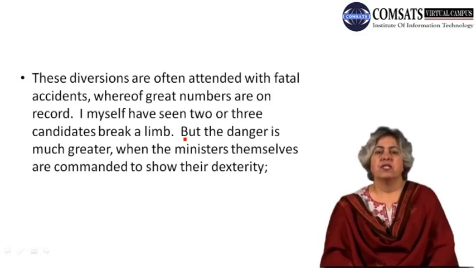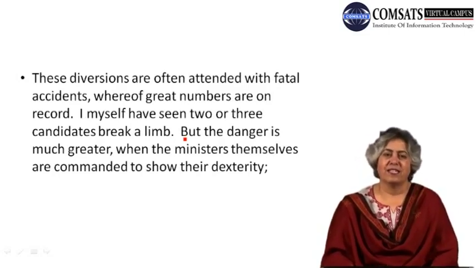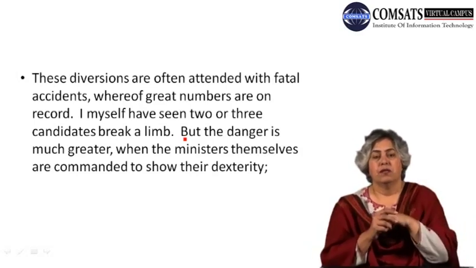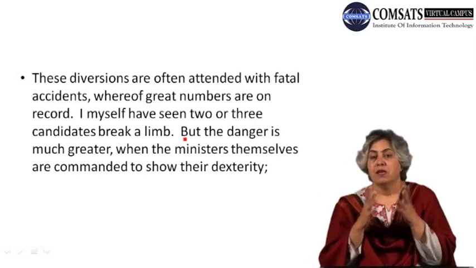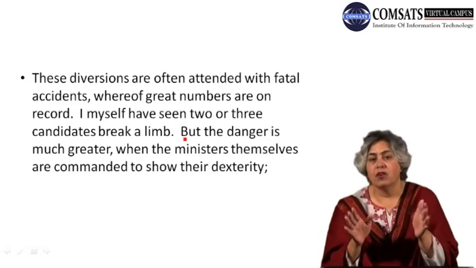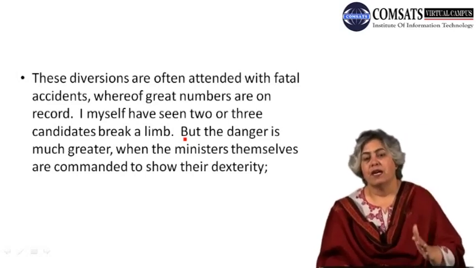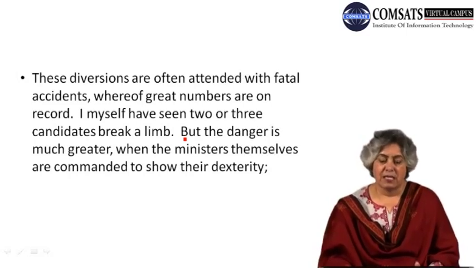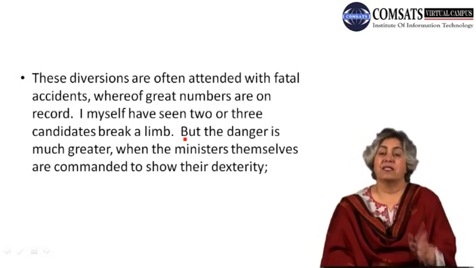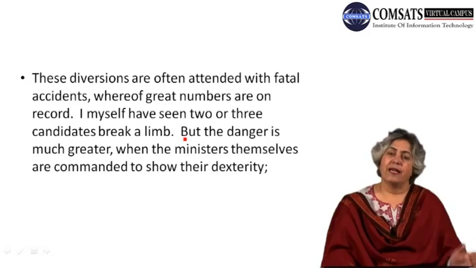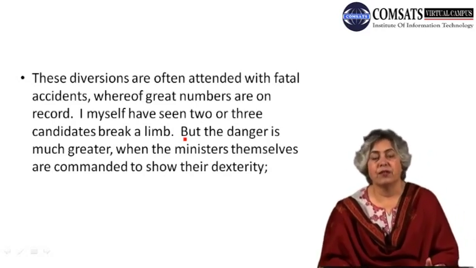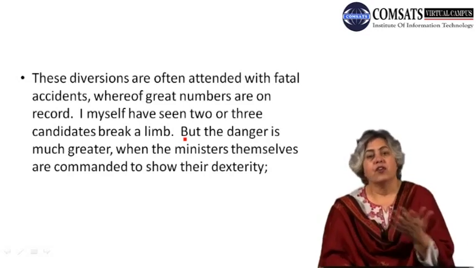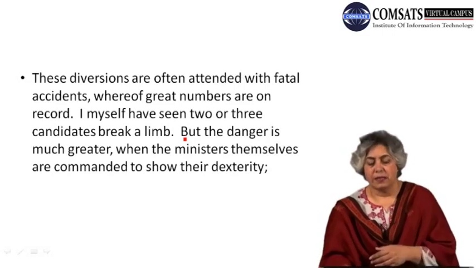All right. So these diversions, Swift says, are often attended with fatal accidents. Well, when you're jumping on the rope, when you are dancing on a tightrope, or doing somersets on a tightrope, somebody sometime is going to fall. And when you fall from such a big height, there are liable to be accidents, and very, very bad accidents. And Gulliver says, I myself have seen two or three candidates break a limb. That's the least possible thing that can happen to you. You break a leg, you break an arm, you could break your back falling, and that is very, very real. But the candidates are not afraid. They will do anything to make the emperor happy.